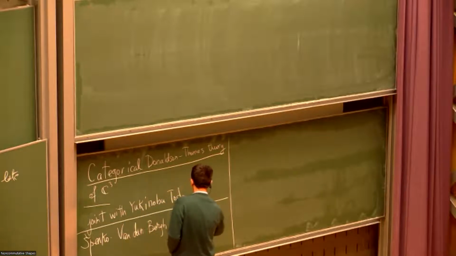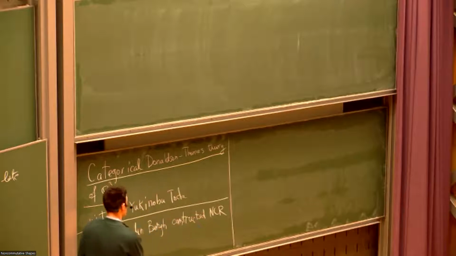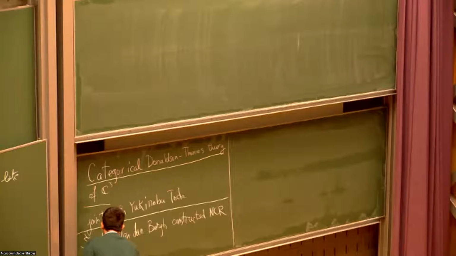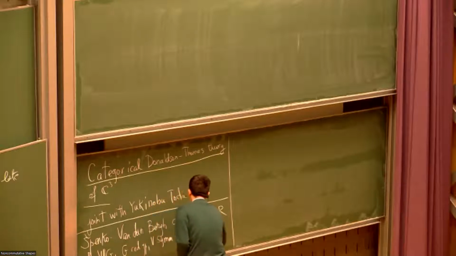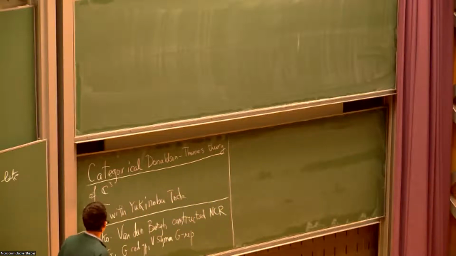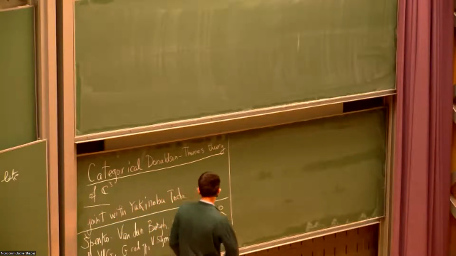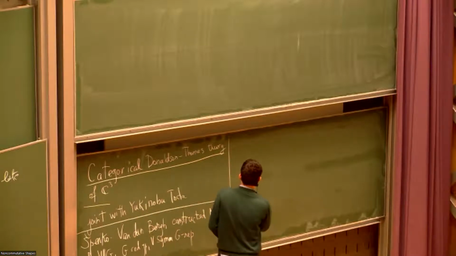So they constructed non-commutative resolutions of certain quotient singularities, V mod G, where G is a reductive group and V is a symmetric G representation, plus some other conditions. And okay, so maybe I'll give a name to this non-commutative resolution, D.